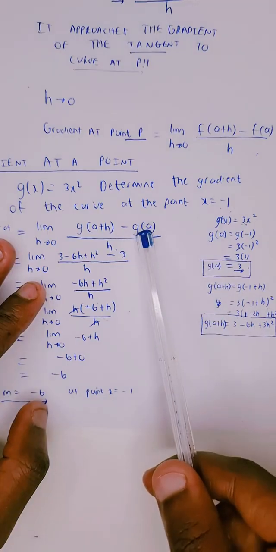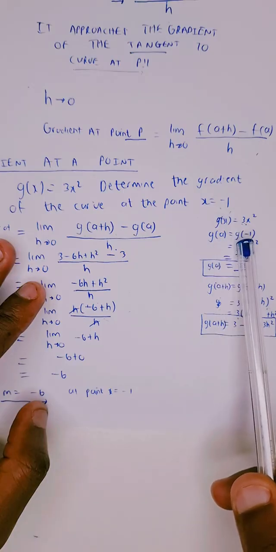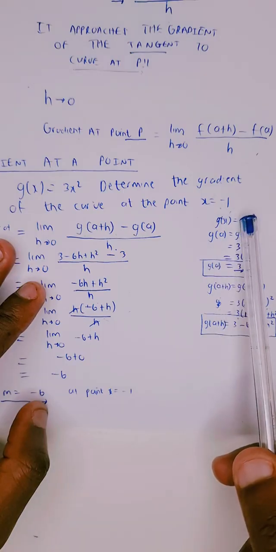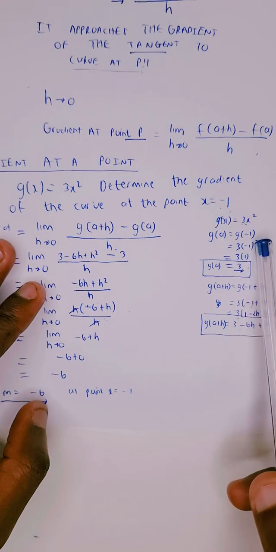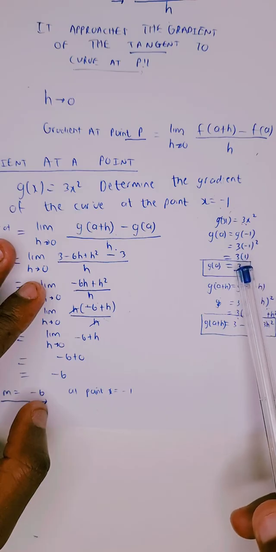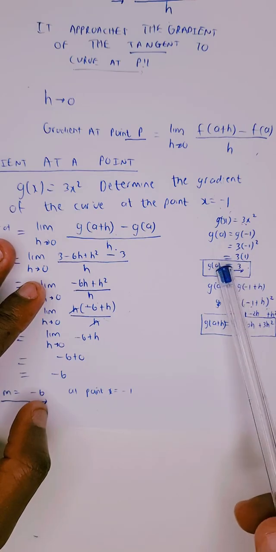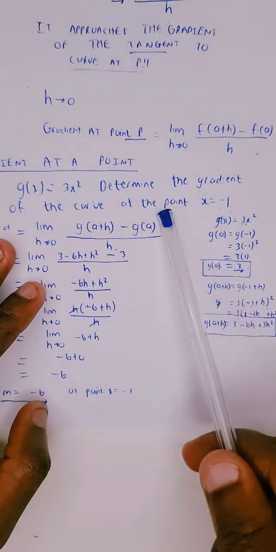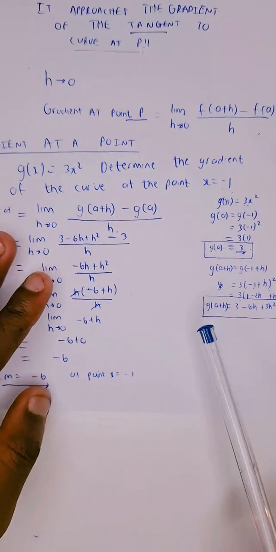We know that a stands for x, so we put g of -1 in the place of x. And then we got 3 times -1, applying BODMAS: brackets, exponents. We apply the exponent to the -1, then we multiply the 3 with the 1 later to get 3. That's g of a. So that's why we substituted -3 there.